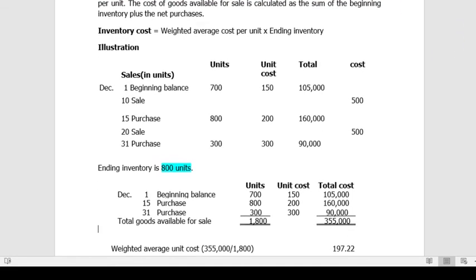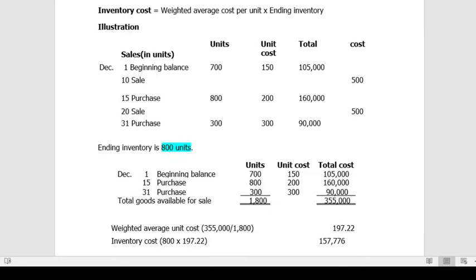So, total cost of goods available for sale, paano ba nakukompute yun? It's the beginning inventory plus lahat ng binili mo or the purchases. So, in this example, beginning is 105,000, purchases 160,000 on December 15, and 90,000 on December 31. So, ang total cost of goods available for sale is 355,000.